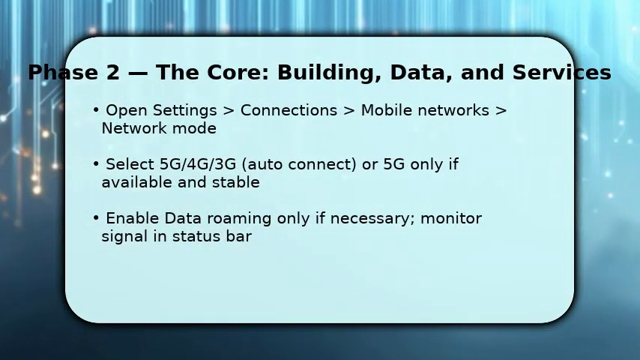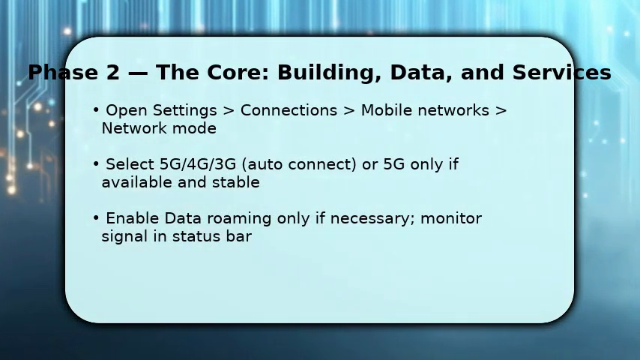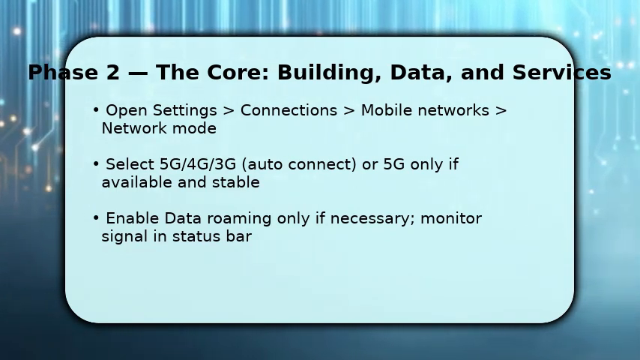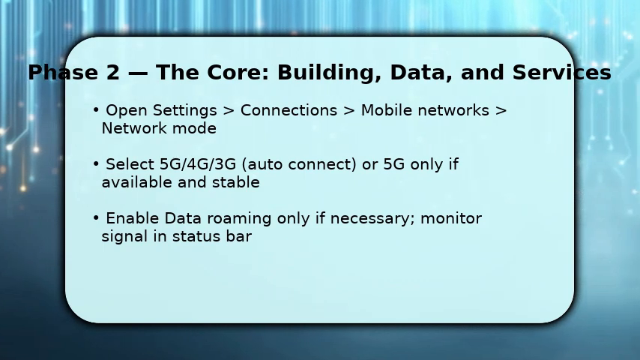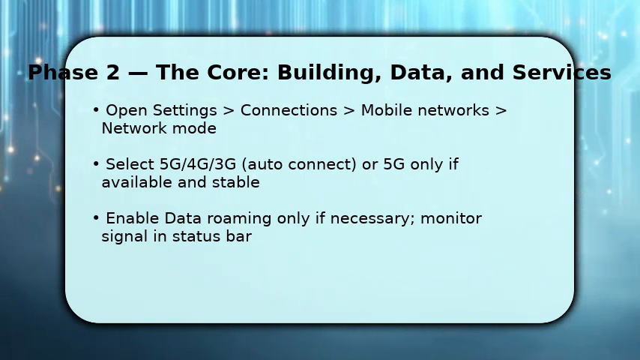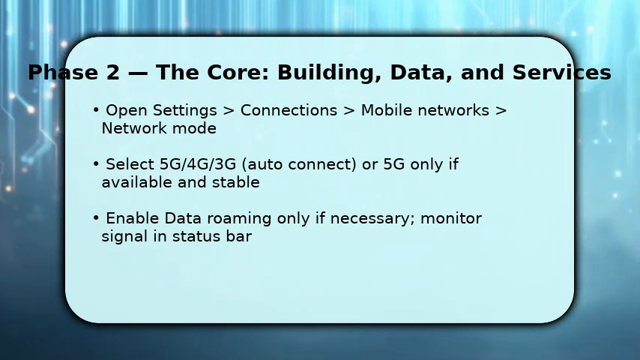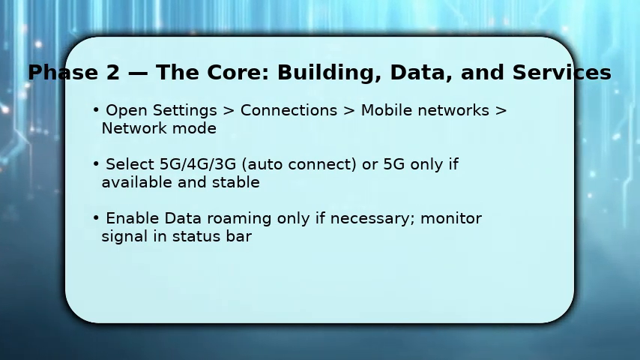Next, you configure the phone to prefer 5G so it will connect when available. Go to Settings, Connections, Mobile Networks, then Network Mode. Choose 5G/4G/3G, Auto Connect, for reliability, or 5G only when you need max speed and the area is well covered.